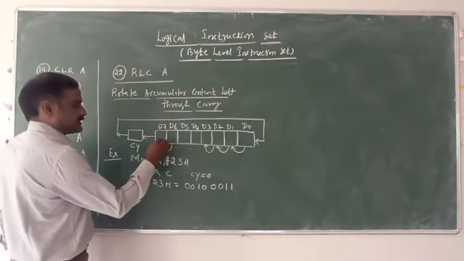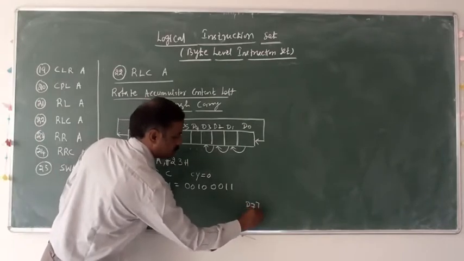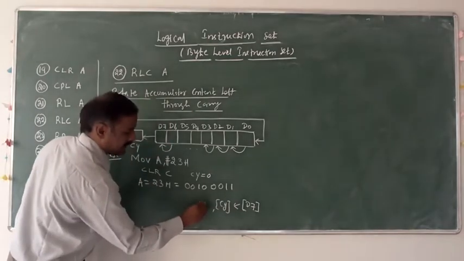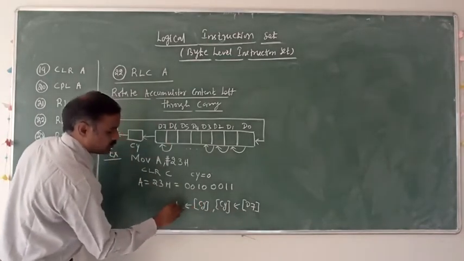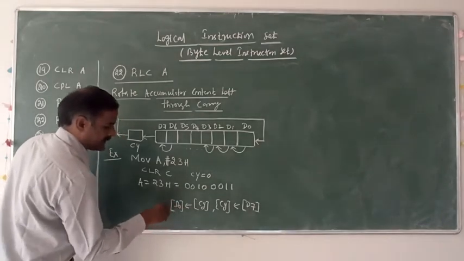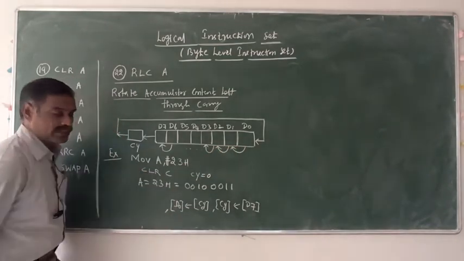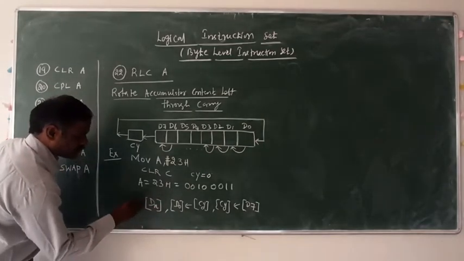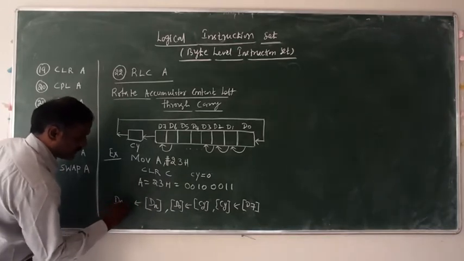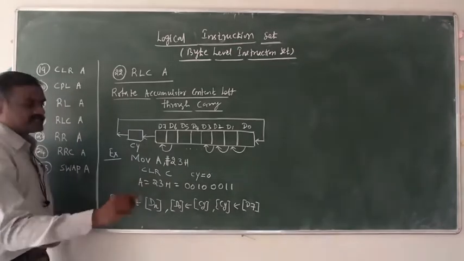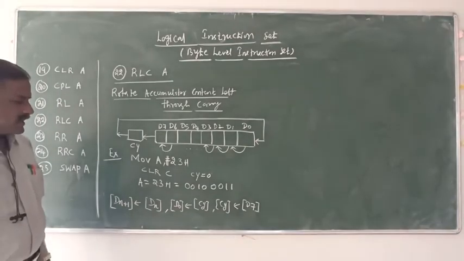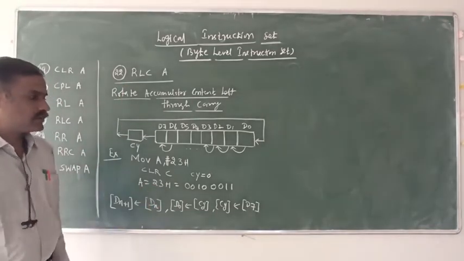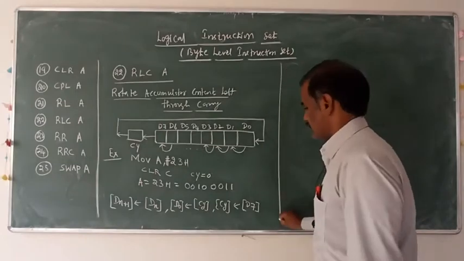Okay. Here the D7 bit data moves to carry and then the carry status data moves to D0 bit and then D0 bit data moves to Dn position. For that we can represent: Dn position data moves to Dn plus 1 position. Okay. Now after RLC A, what will be the accumulator data?